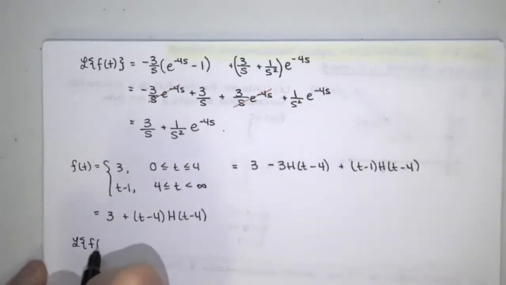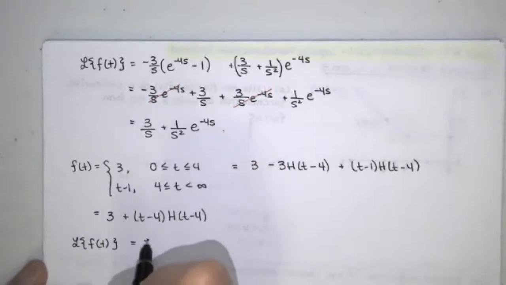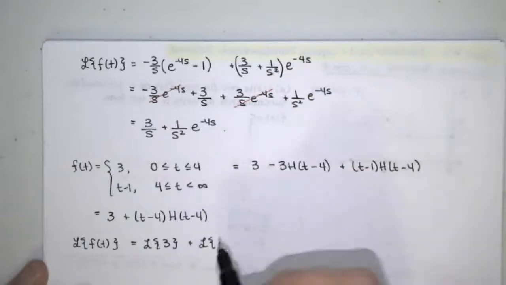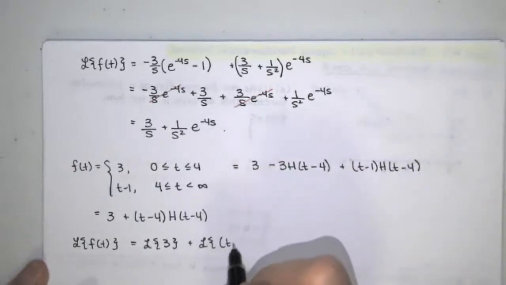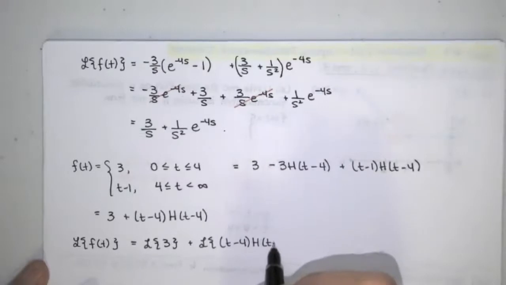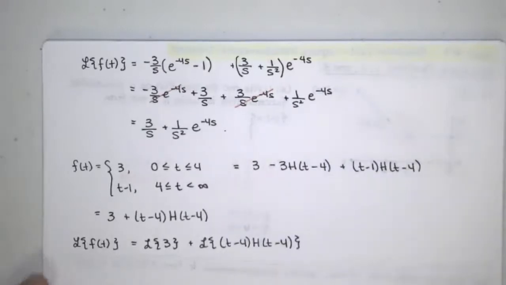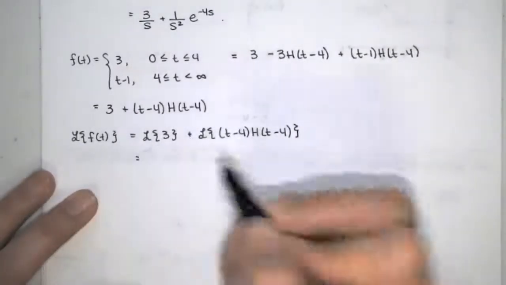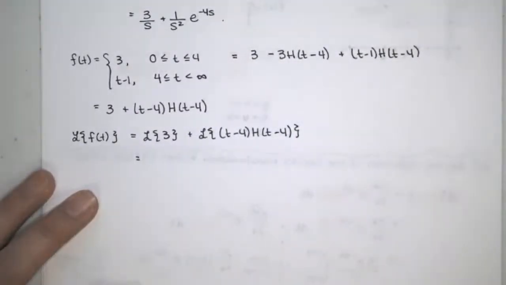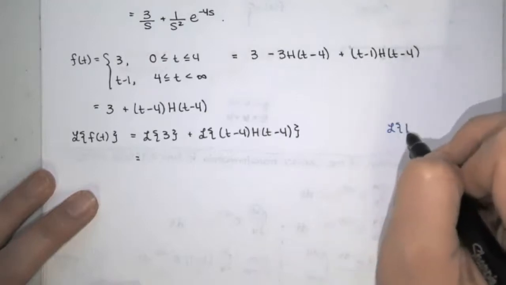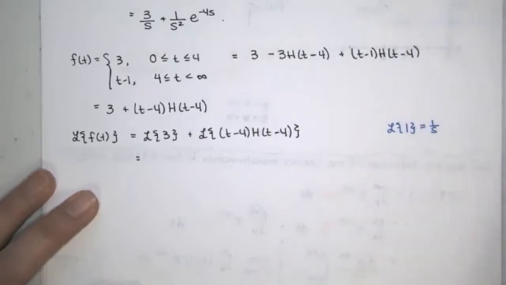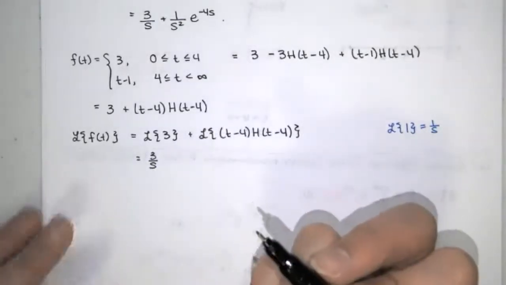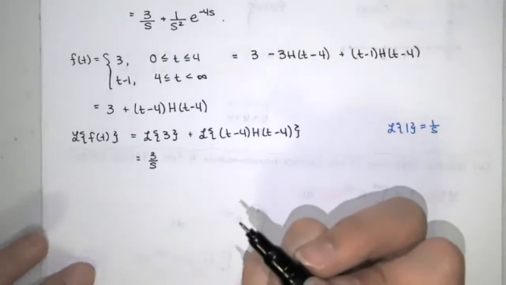The Laplace transform of that is the Laplace transform of 3 plus the Laplace transform of t minus 4 times h of t minus 4. And we see that the Laplace transform of a constant is from our table. Laplace transform of 1 is 1 over s, so the Laplace transform of 3 is 3 over s due to the linearity of the Laplace transformation operator.